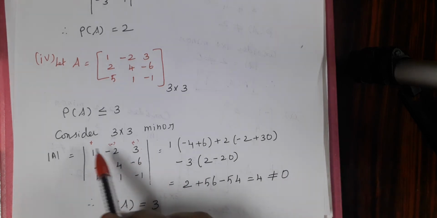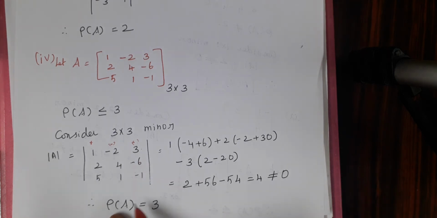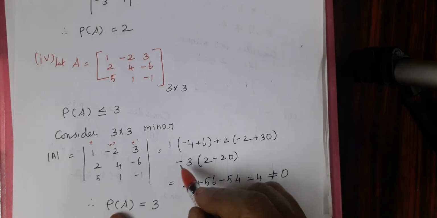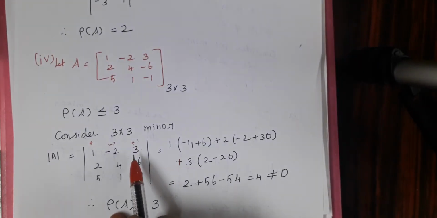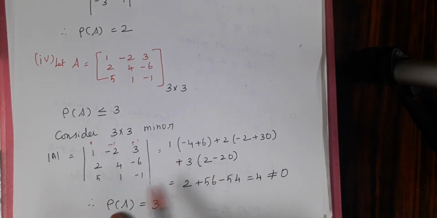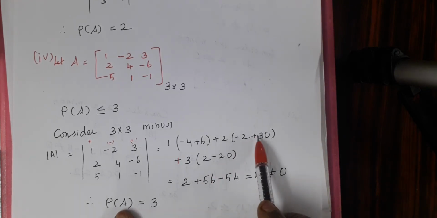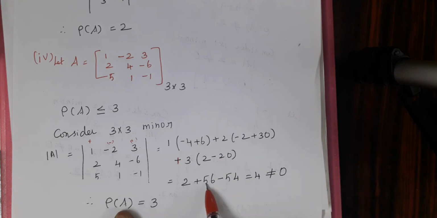Another number is 3. Now 3 into, we leave that column as well as row. The balance is 2 ones are 2, 5 fours are 20, minus 20. So 1 into minus 4 plus 6 is plus 2. 30 minus 2 is plus 28. 28 into 2 is plus 56. Here minus 20 plus 2 is minus 18. Minus 18 into 3 is minus 54.